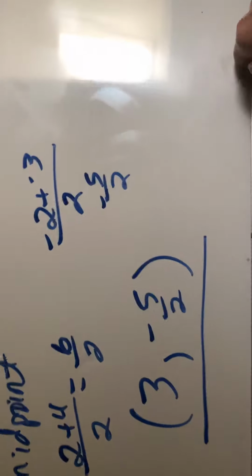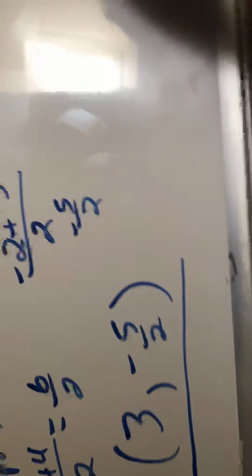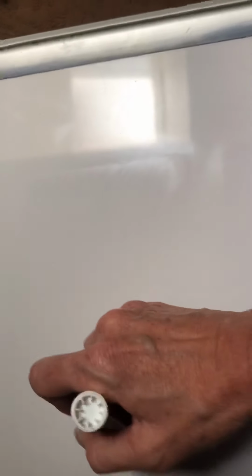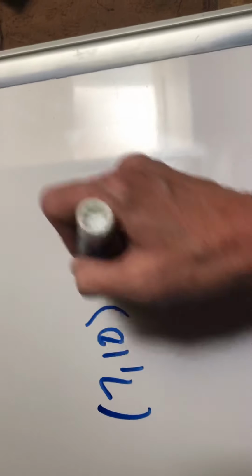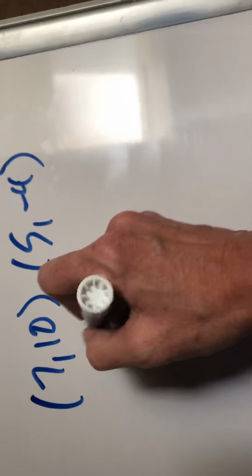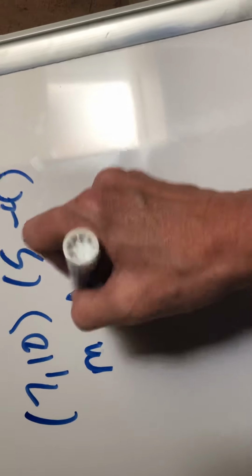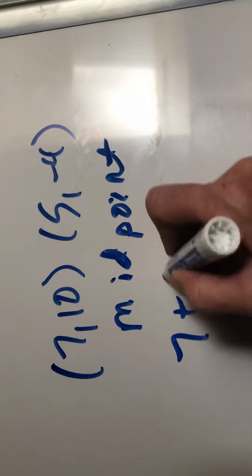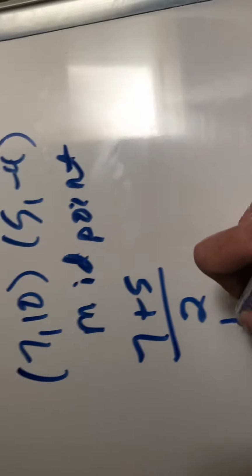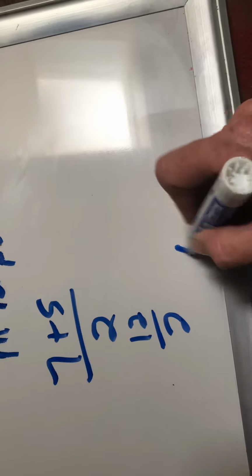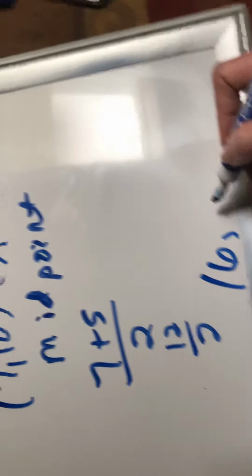I guess I could show you a few more. Finding the midpoint, like I said, it's really, really easy. So 7, 10, and 5, -4. So if I want the midpoint, I just average the x's. So 7 plus 5 divided by 2. So that's 12 divided by 2. So that's 6. So the x-coordinate is 6.